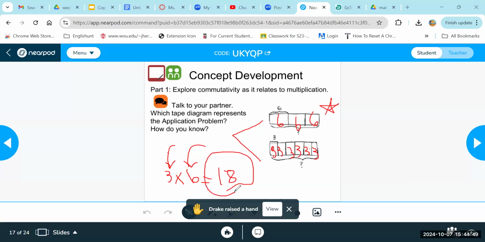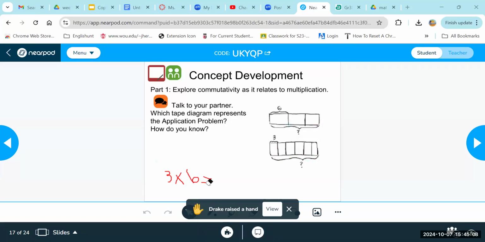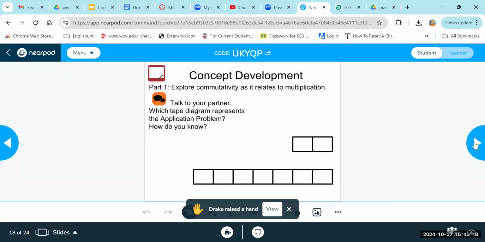So using commutativity as a strategy, we know a lot more multiplication facts than we realize that we've even practiced. So we're going to keep practicing this in class this week. And also make sure you're logging into your math homework and practicing skip counting, because that will really help with our multiplication facts. And we'll talk about how commutativity relates to multiplication.